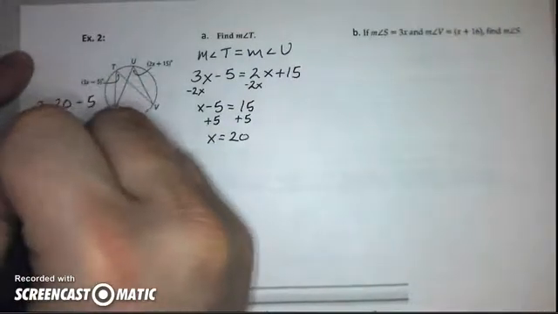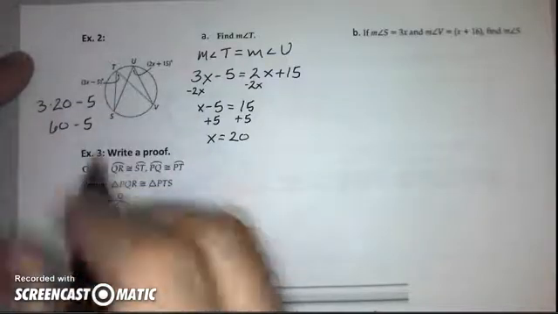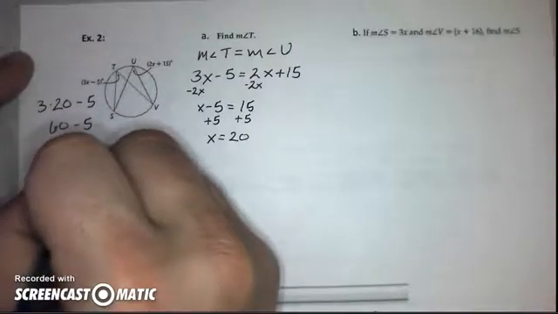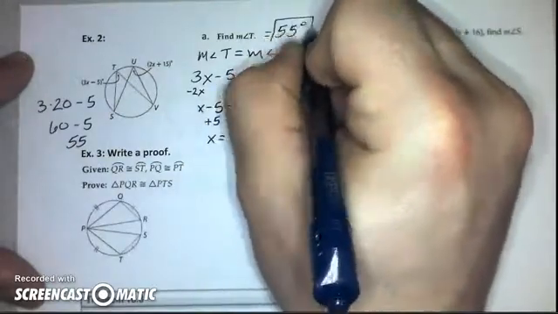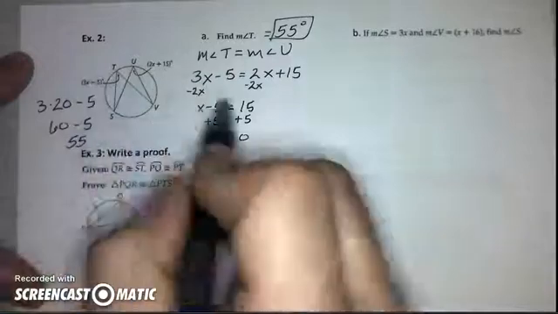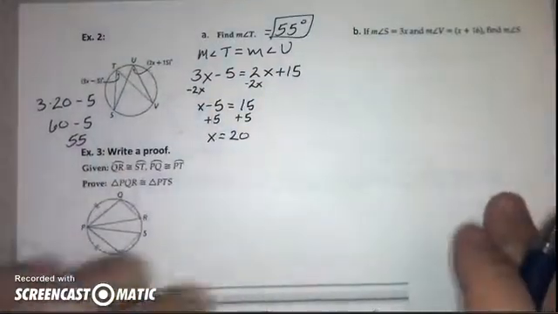3 times 20 is 60. And then don't forget to subtract 5. 60 minus 5 is 55. So the measure of angle T is 55 degrees. We would get the exact same value for the measure of angle U if we plugged in 20 here.